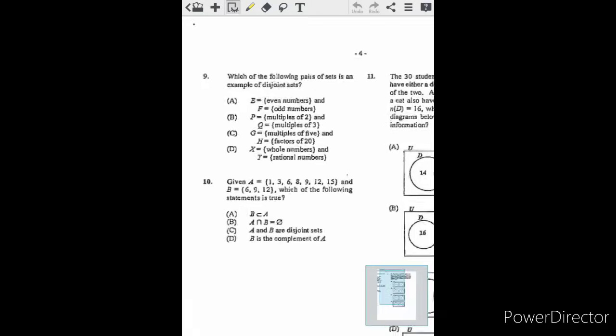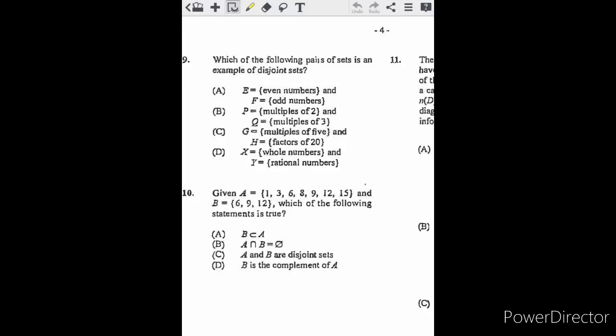Question 9. Question 9 asks which of the following pairs of sets is an example of disjoint sets. So a disjoint set has nothing in common. So it's two circles without an intersection as shown on your right. So going through our options, we have A is equal to even numbers and E is equal to even numbers and F is equal to odd numbers. That has nothing in common, therefore A would be our answer.